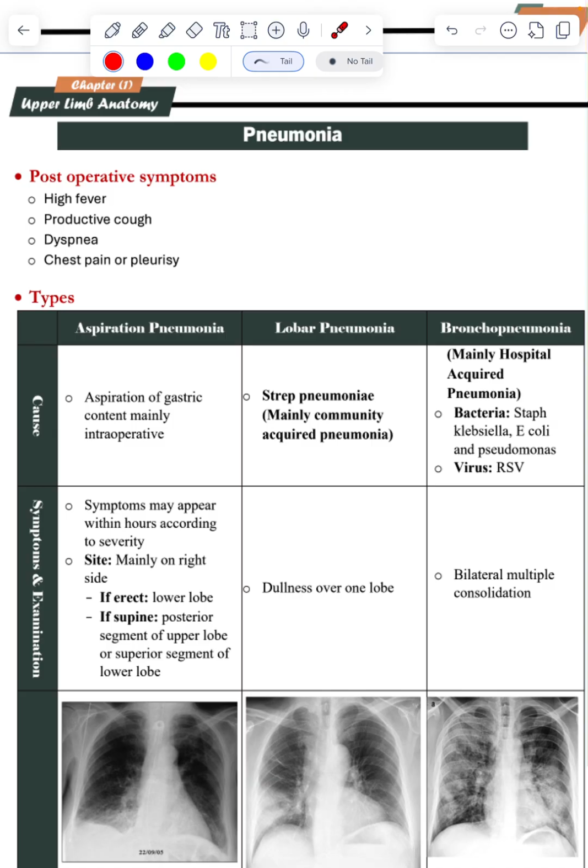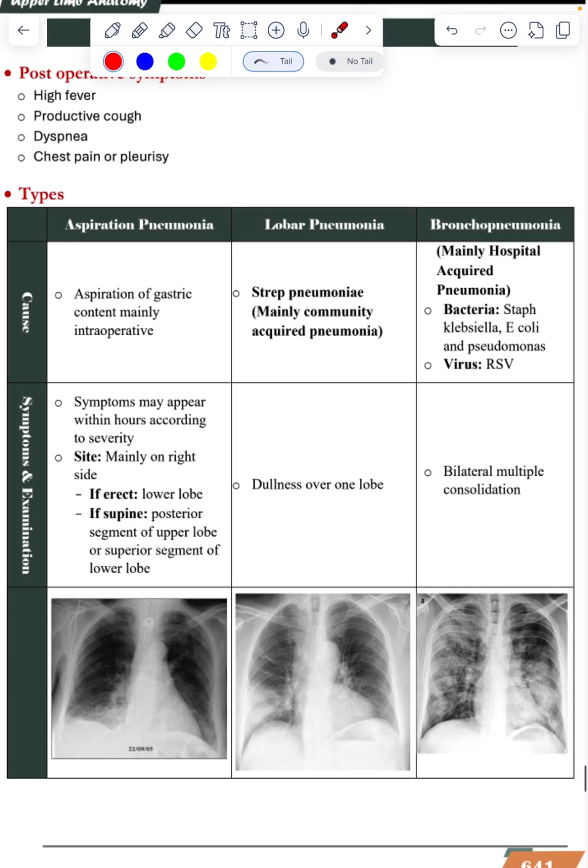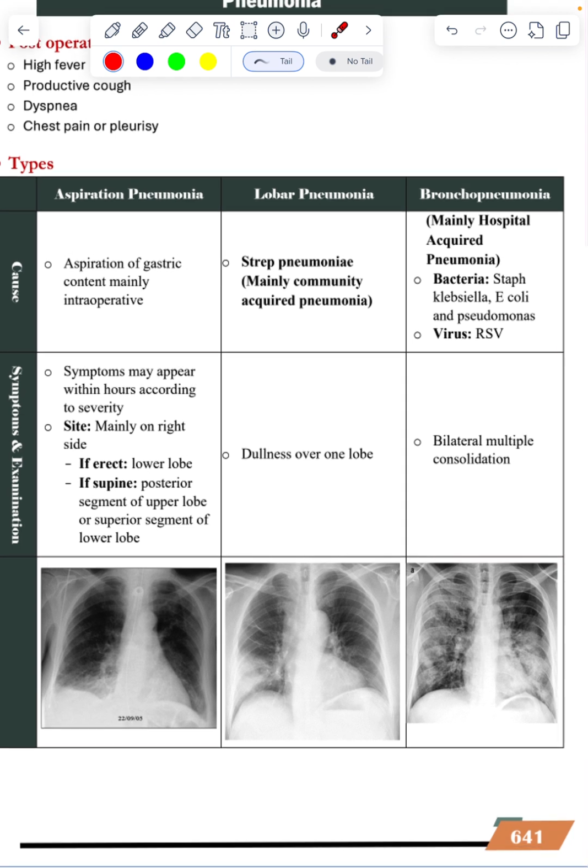Pneumonia: post-operative high fever, productive cough, dyspnea, chest pain, pleurisy. Aspiration pneumonia: symptoms may appear within hours according to severity, mainly on the right side, in erect posture or supine. Streptococcal pneumonia, mainly community acquired, with dullness, and hospital acquired bronchopneumonia, lobar and broncho. Multiple bilateral consolidations, dullness over one lobe.